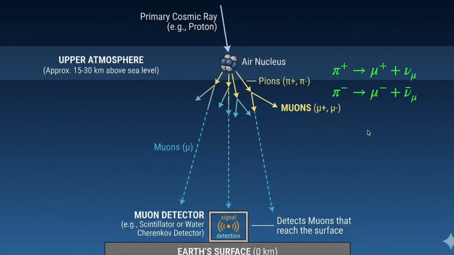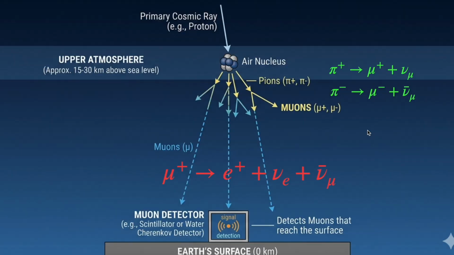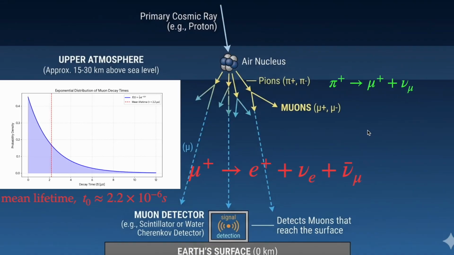These muons are heavy and quite unstable and decay to an electron-type neutrino and a muon-type neutrino and so on. This decay is a statistical and completely random process, and the decay time follows an exponential distribution with a mean time of 2.2 microseconds.